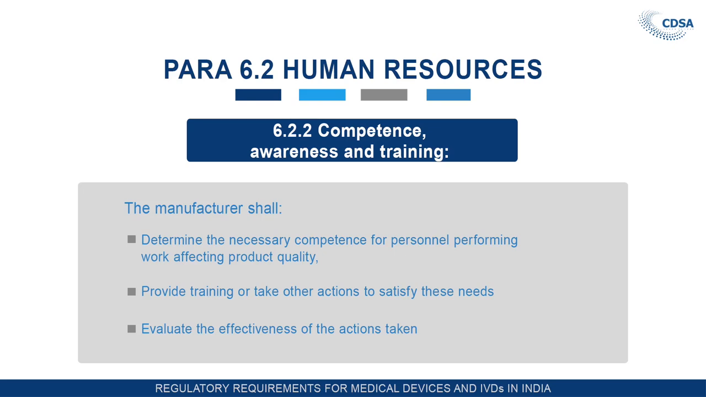6.2.2. Competence, awareness and training. The manufacturer shall determine the necessary competence of personnel performing work affecting quality. Provide training or take other actions to satisfy these needs. Evaluate the effectiveness of the actions taken. Ensure that its personnel are aware of the relevance and importance of the activities and how they contribute to the achievement of the quality objectives. Maintain appropriate records of education, training, skills and experience, and establish documented procedures for identifying training needs and ensure that all personnel are trained and adequately perform the assigned responsibilities.